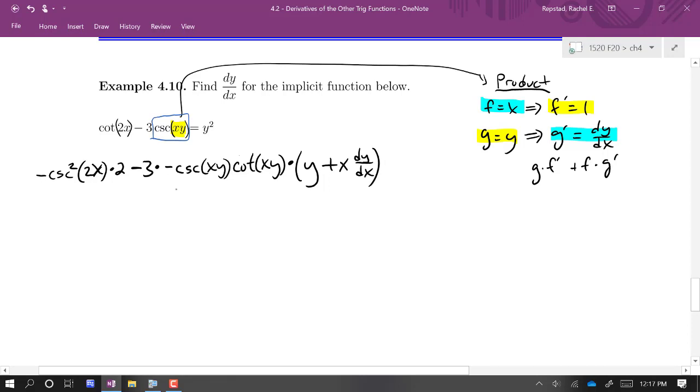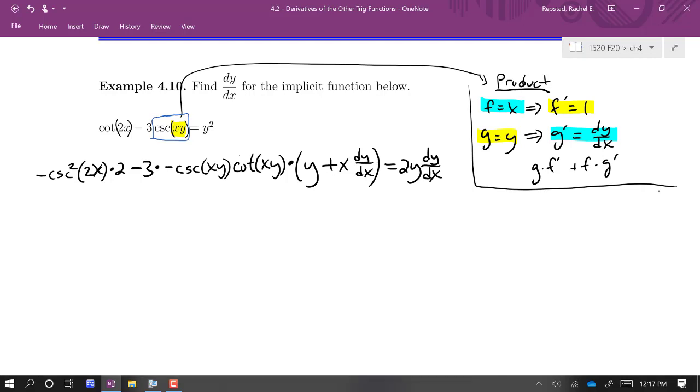Alright, so now we have taken the derivative of that second term. On the other side of the equation we have y squared. When we take that derivative we get 2y dy/dx. The first phase of this problem is done. We have differentiated both sides with respect to x.